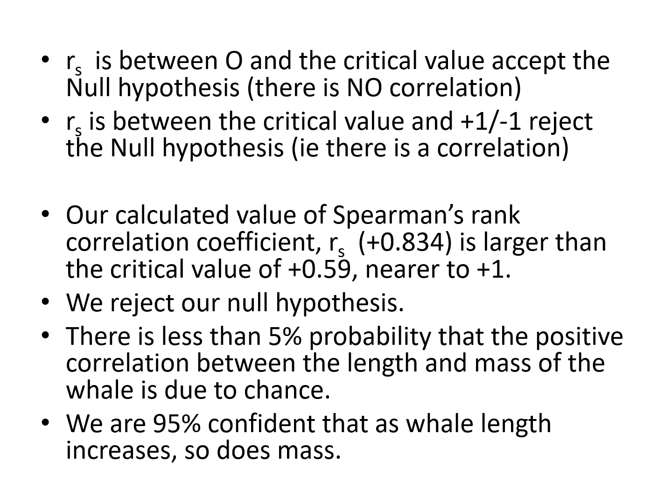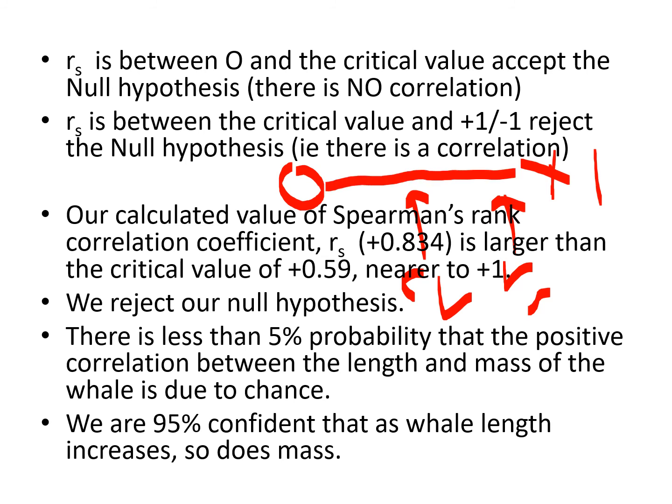So if I just do 0 and +1 up here, if that is your RS value and that is your critical value, that was a line, your value is here, it's closer to 1. If your value was along here somewhere, you would be accepting your null hypothesis, closer to 0, closer to there being no correlation. But your value is up here, so it's closer to having a proper correlation. Okay, so that's what I mean about drawing it out, because it's a lot easier.